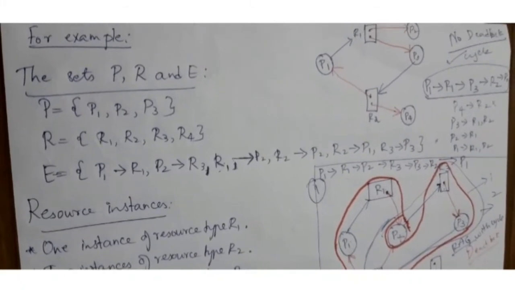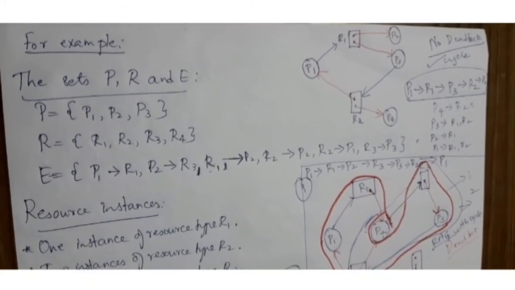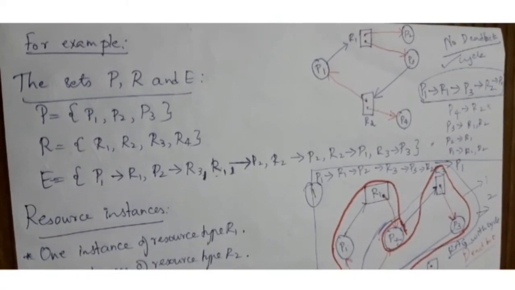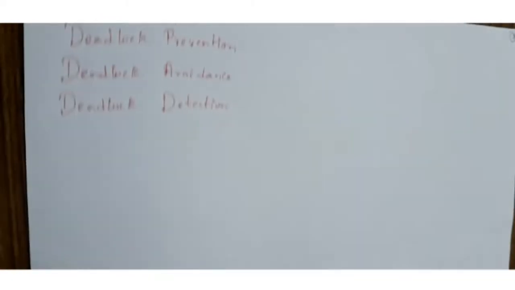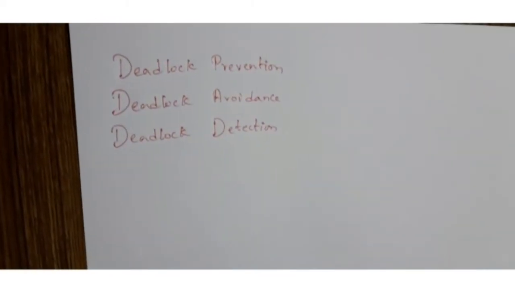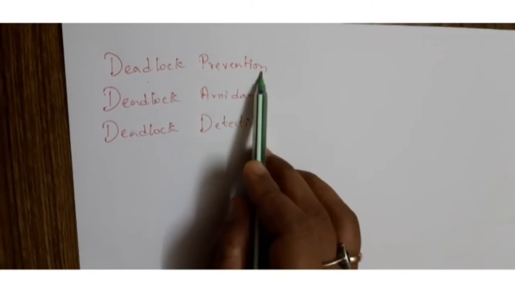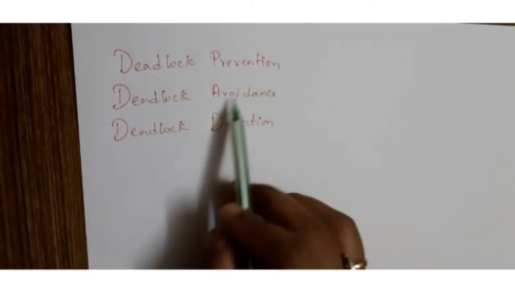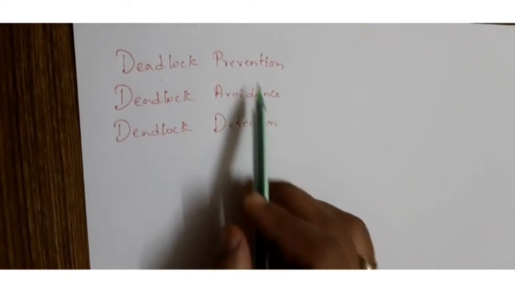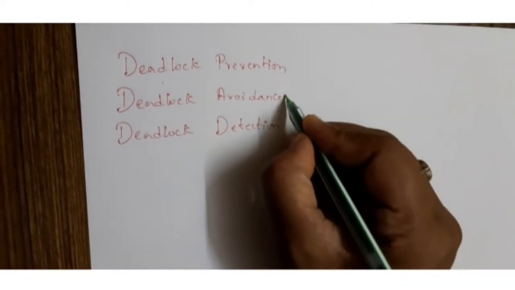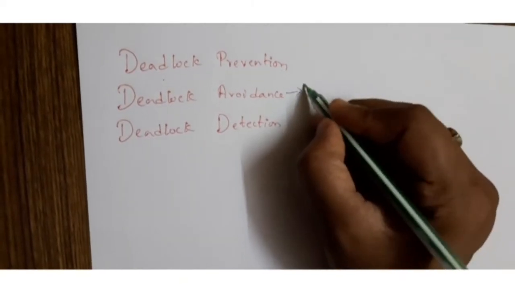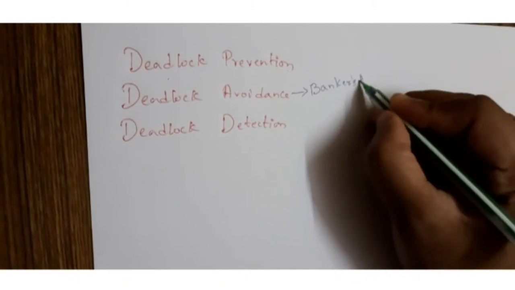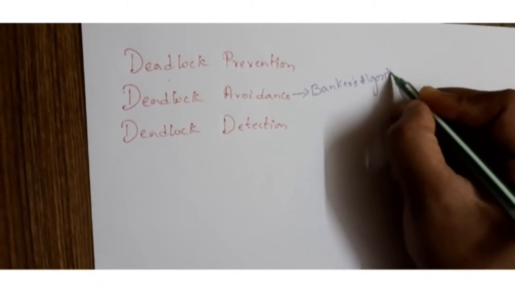We shall see the various strategies used for deadlock situations. What are these various strategies? The various strategies are deadlock prevention, deadlock avoidance, and deadlock detection. I repeat: deadlock prevention, deadlock avoidance, deadlock detection. What are these? We will see. Inside deadlock avoidance, you have an algorithm to be studied which is called Banker's algorithm.